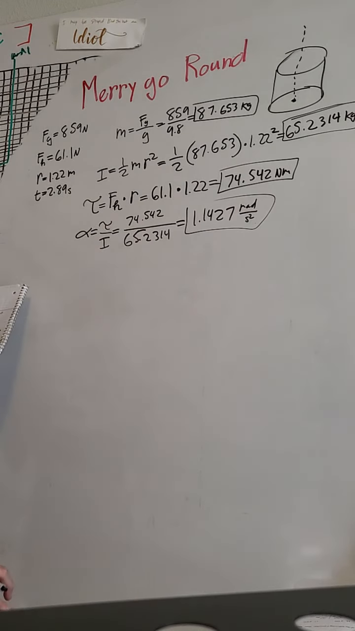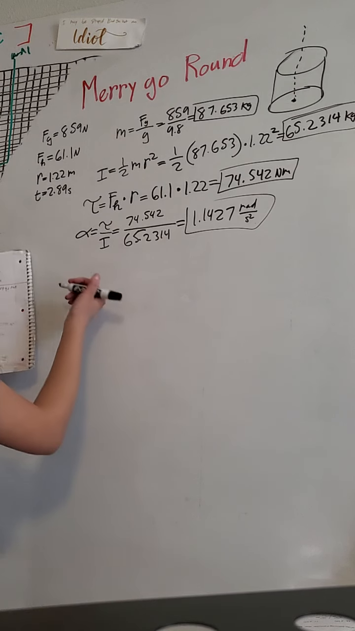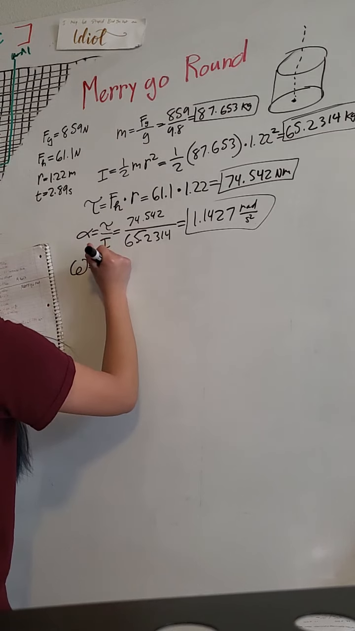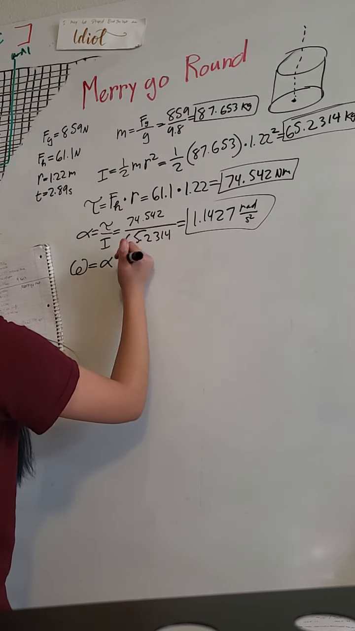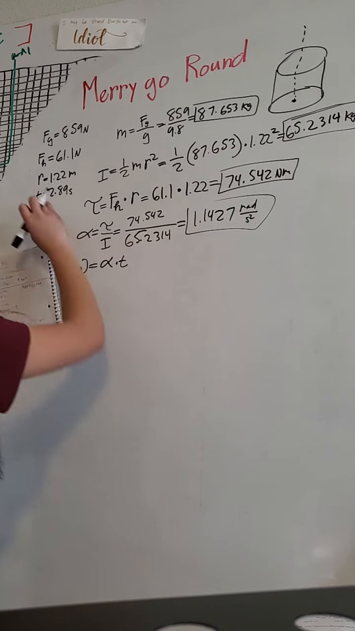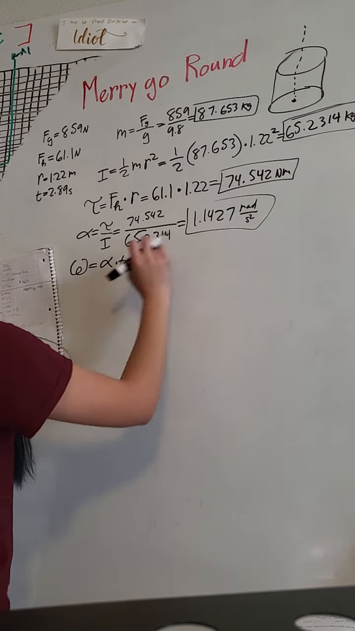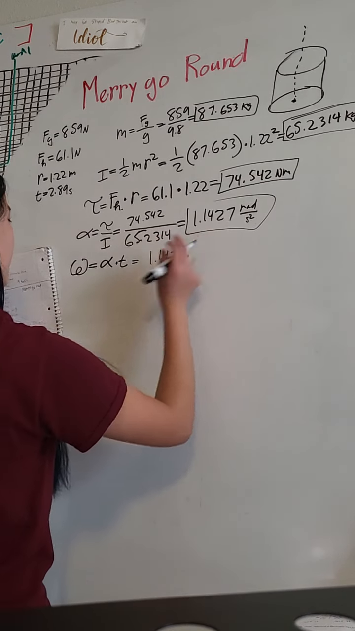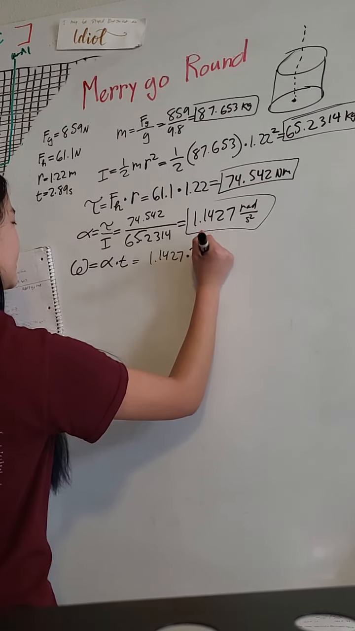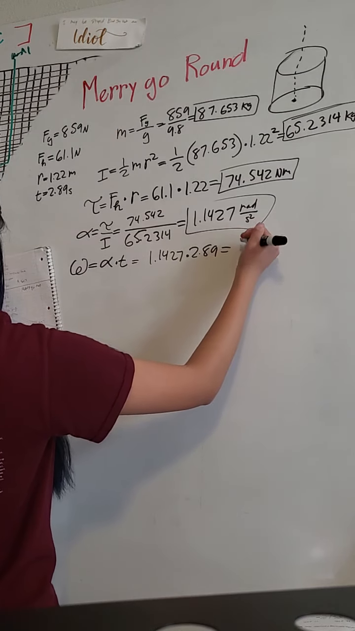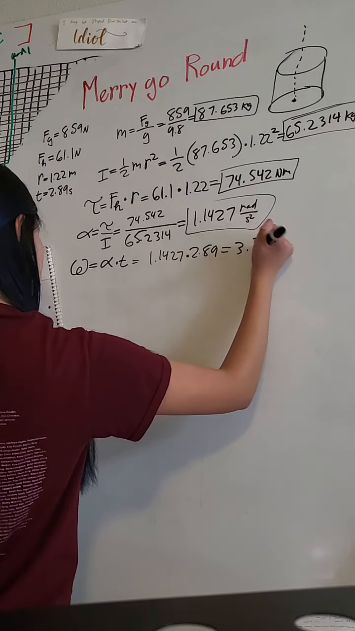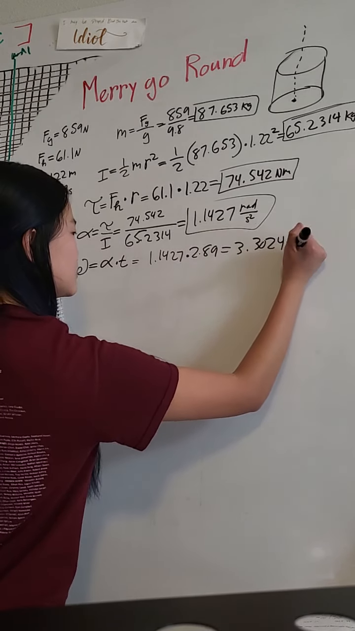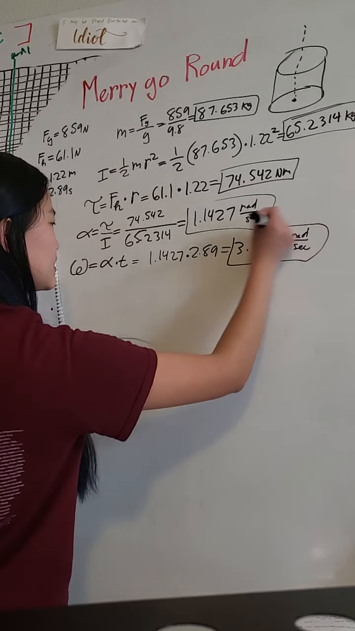The next thing we need to do, the final thing, is find the angular velocity. The angular velocity, omega, is equal to alpha times your time, which is given to us up there. If we sub in, it's 1.1427 multiplied by the time, which is 2.89. That'll give us 3.3024 radians per second. Then we're going to box that and hold on to that for now.